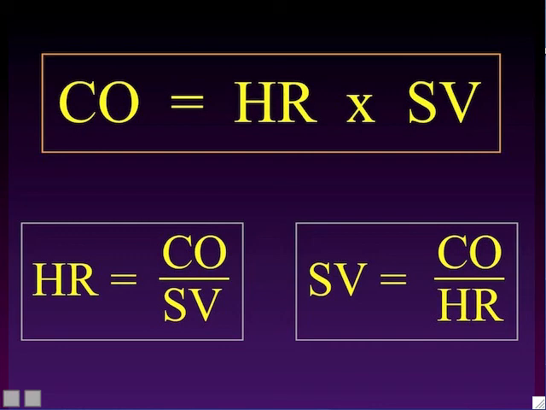Okay, so please be able to use any of these equations. If I give you heart rate and stroke volume and ask you to calculate the cardiac output, this is the equation you use. If I give you a cardiac output and stroke volume and ask you to calculate the person's heart rate, this is the equation you use. And if I give you a person's cardiac output and their heart rate and ask you to calculate stroke volume, this is the equation that you use.